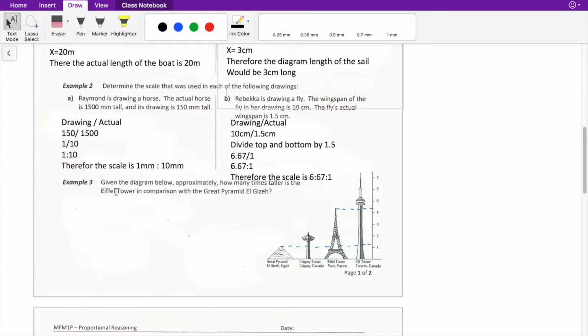So let's take a peek here. Given the diagram below, approximately how many times taller is the Eiffel Tower in comparison to the Great Pyramid of Giza? So let's take a peek at what we're going to do here. So how many times taller?